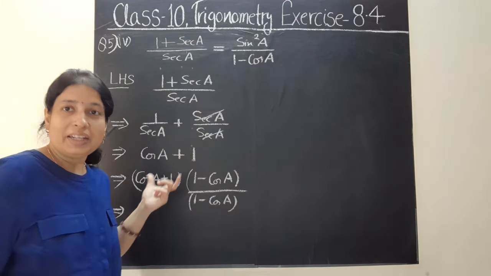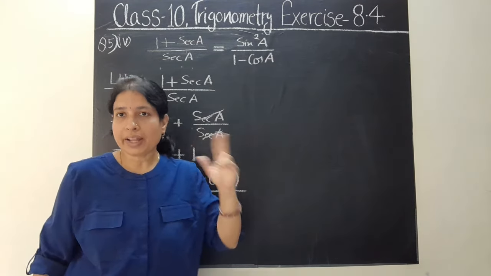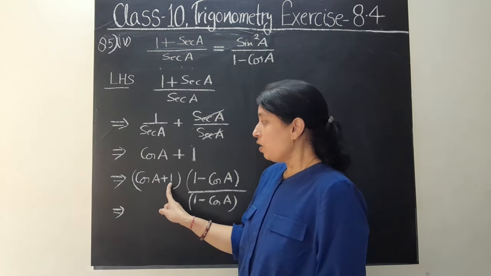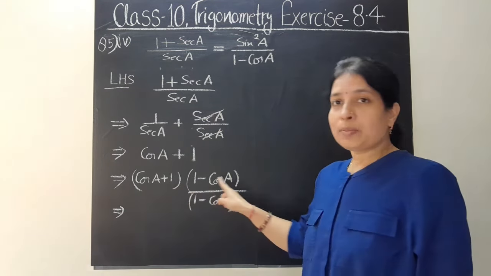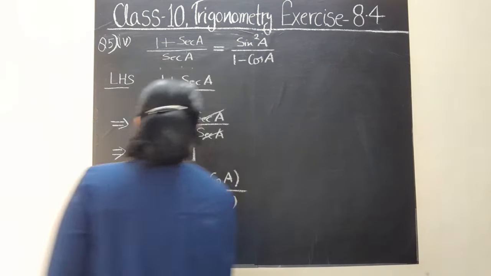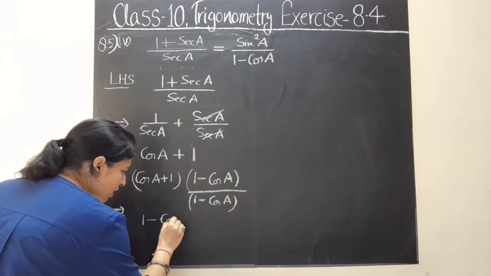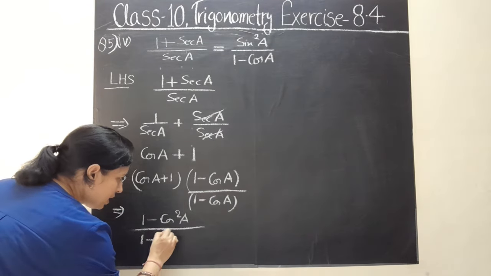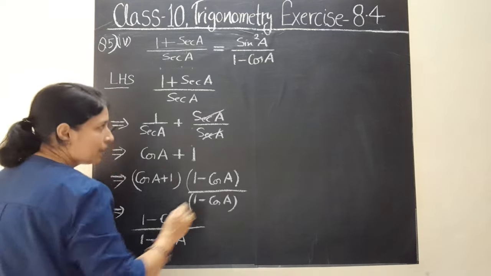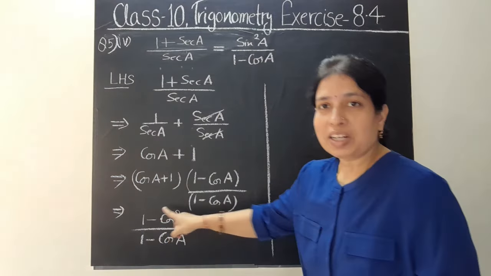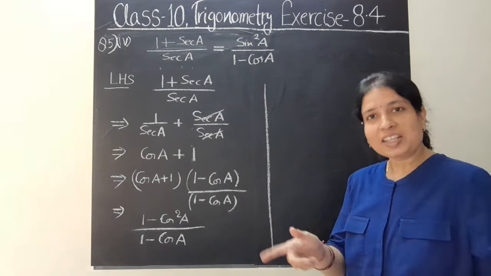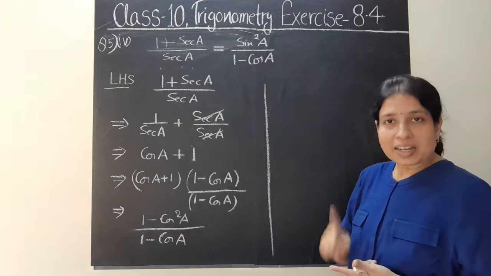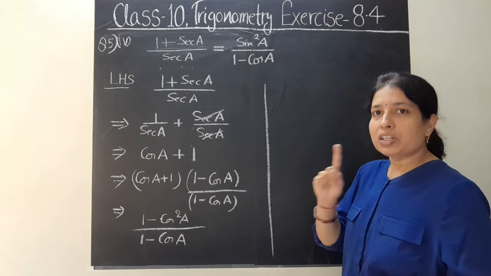So (a plus b) into (a minus b) is equal to a square minus b square. इसका हम यहाँ use करेंगे because it is given (1 plus cos a) into (1 minus cos a). So it becomes (1 minus cos square a) divided by (1 minus cos a). And what is the value of 1 minus cos square a? Yes, 1 minus cos square a is equal to sin square a. क्यों? क्योंकि sin square a plus cos square a is equal to 1 होता है.